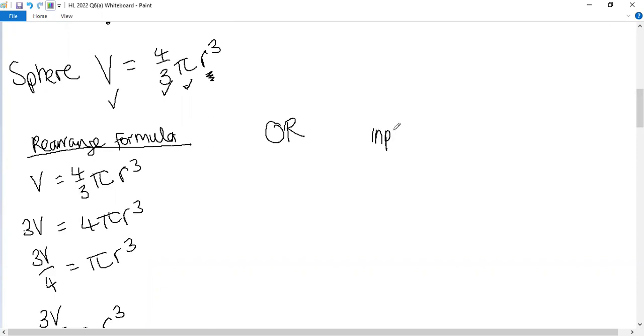My spelling, and it doesn't matter. People marking your paper don't care which way you do it. It's whichever one you're more comfortable with, whichever one you feel the best about. Okay, so input your numbers is option 2.